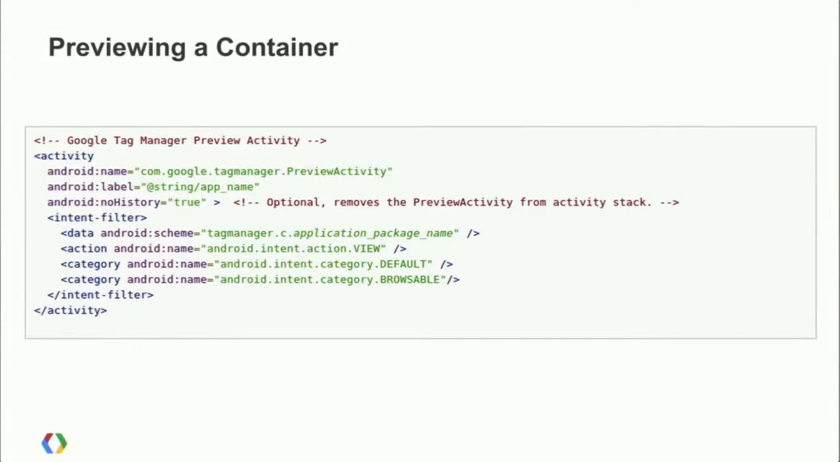In order to preview a container, you do need a little additional code. So in your main XML file, you will need to add an activity that basically specifies when a certain URL occurs, go execute this preview activity. There's something similar that happens on iOS as well.